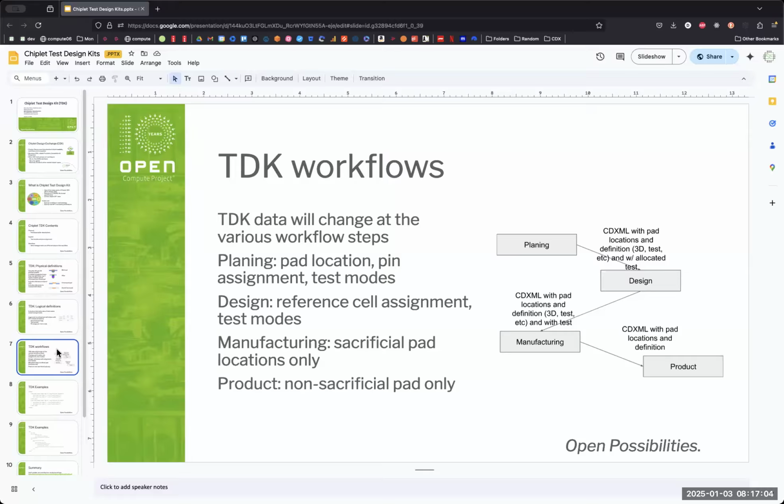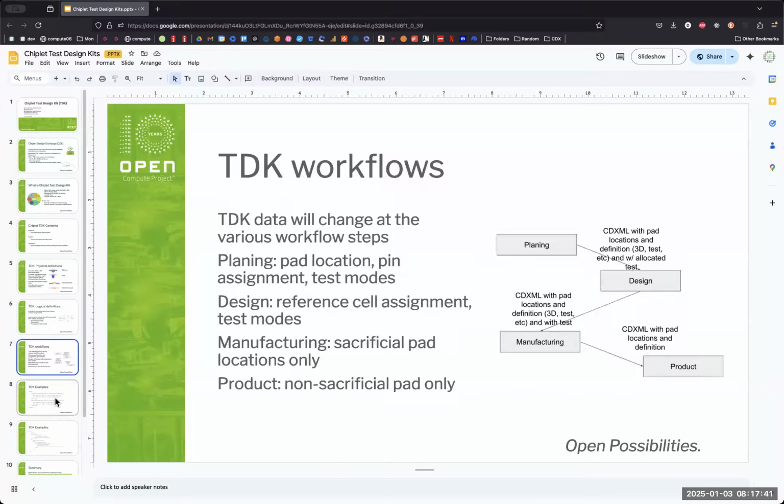I keep repeating myself, but I wanted to emphasize again that different parts of the flow, especially manufacturing, would look at different pieces of the data, and the final product does not really have to have all the sacrificial paths definition and things like that. We are not enforcing any requirements in terms of what has to be defined at which stage. Really, this is a file extension meant to enable the different workflows and tools.